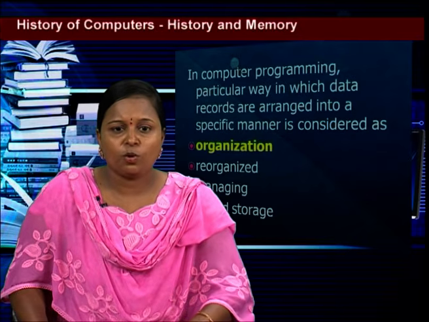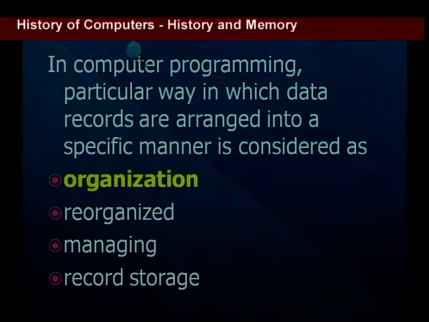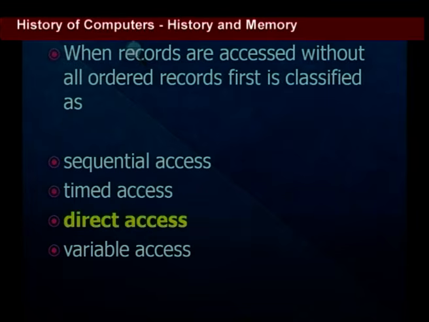In computer programming, the particular way in which data records are arranged in a specific manner is considered as organization. Which type of organization? Computer organization. Computer programming's particular way consists of computer organization.